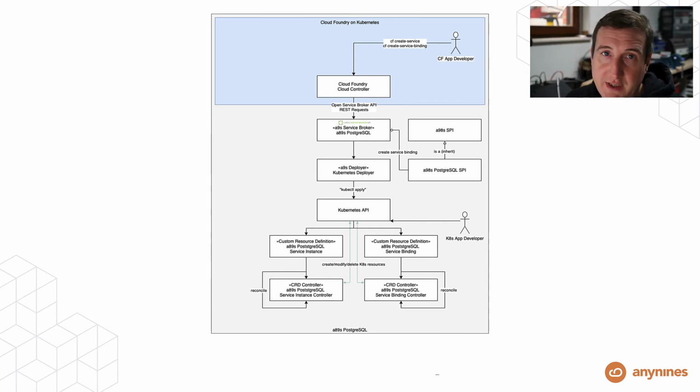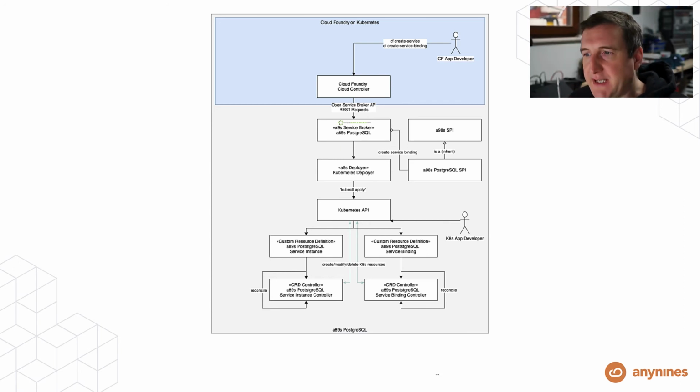But the question is, who in this architectural diagram should be the leader? We do have the integration already between the SPI and the service broker. So for us at anynines, it would be very easy to leave the SPI the primary actor in the system. But we decided to go 100% Kubernetes native, and therefore let the controller create the service binding.